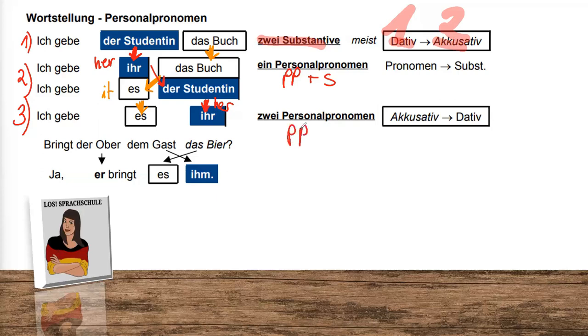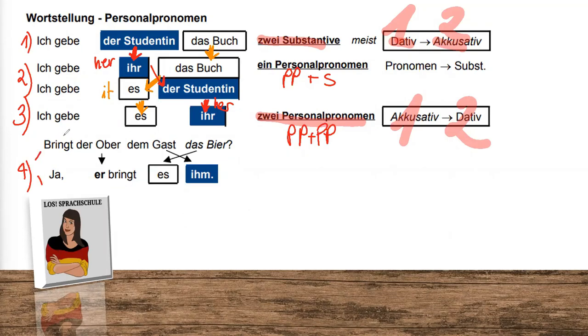So if you have PP and PP, two personal pronouns, here, zwei Personalpronomen, then it changes. It must be first the accusative and then the dative, not like in the first one with a substantive, but the other way around. And the last one is for questions and answers.